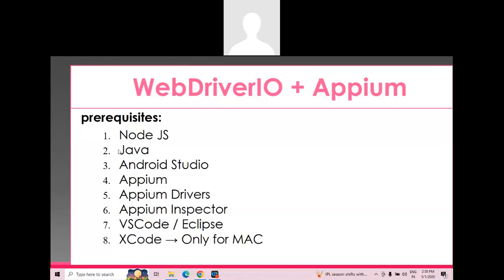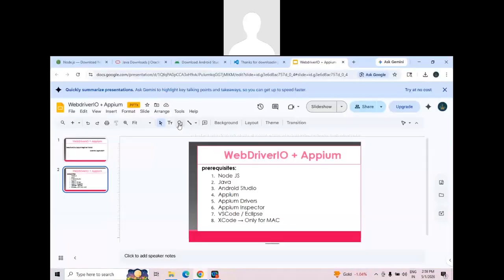The prerequisites that you need are Node.js, Java, Android Studio, of course Appium, Appium driver, Appium inspector, and the editor that we need to work on a program. And if you are working on a Mac, you need Xcode. But for now, as part of today's session, let us see the first two options, which are Node.js and Java. So how exactly can we download Node.js and Java?